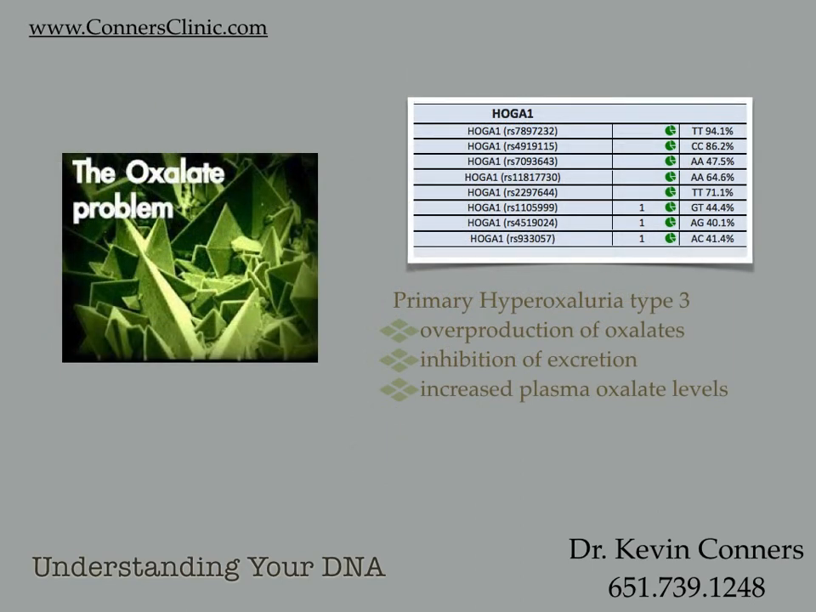The type 3 primary is this HOGA1 gene. This person has several single allele defects in this gene. I don't know if they had no stone formation that I would do any nutritional intervention, but maybe some dietary intervention. They are going to overproduce oxalates. It will inhibit excretion, and it will increase plasma oxalate levels. So greater chance for not just kidney stone issues, but joint issues, fibromyalgia issues, because you'll have oxalate crystals in the muscles as well.